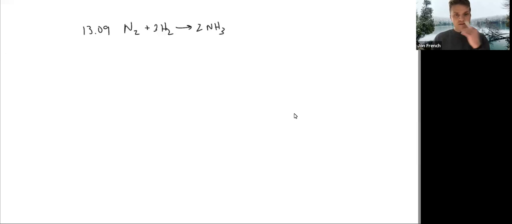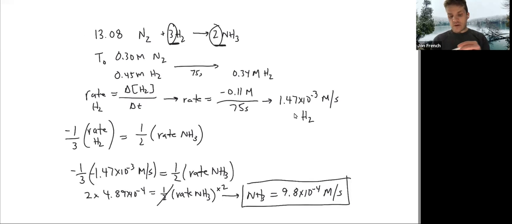So for question 9, same reaction at time 0, right? We know the concentration of nitrogen, we know the concentration of hydrogen, we know 75 seconds, what that is. Okay, how much nitrogen has changed after that 75 seconds? So I'll actually jump back to the previous page because we need this rate of hydrogen to answer question 9. And we're going to use that to basically find out the rate of nitrogen as a result.